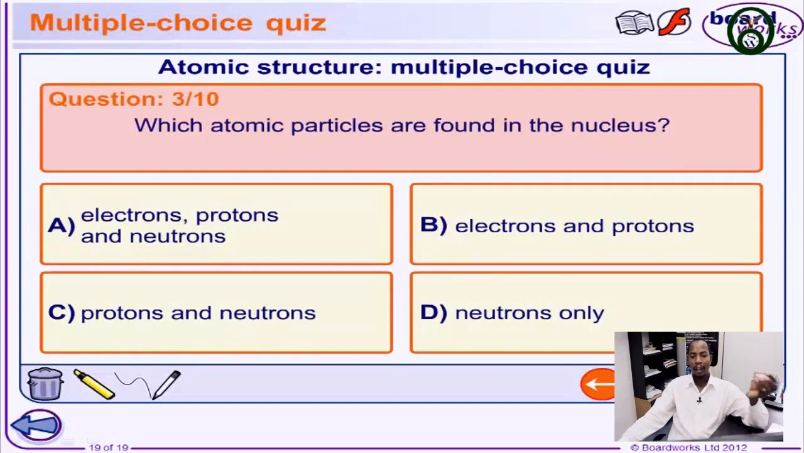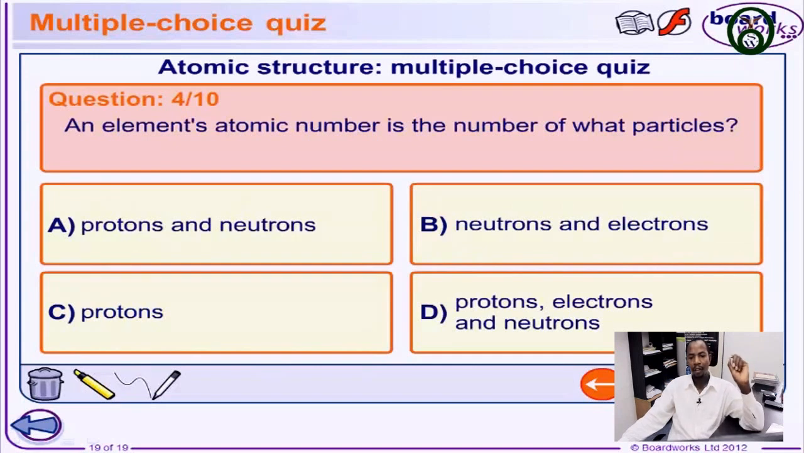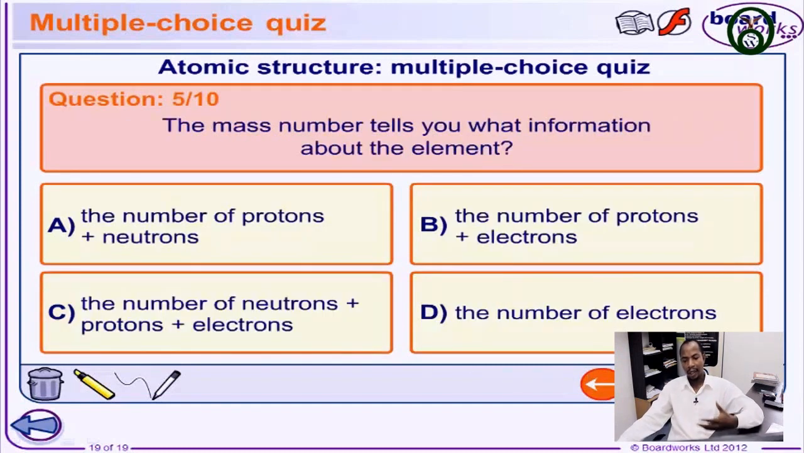Now, which atomic particles are found in the nucleus? The protons and the neutrons. The electrons are found outside, right? Now, an element's atomic number is the number of what particle? Protons, right? Yeah, that's great. So these are some questions for us to always get our hands up.